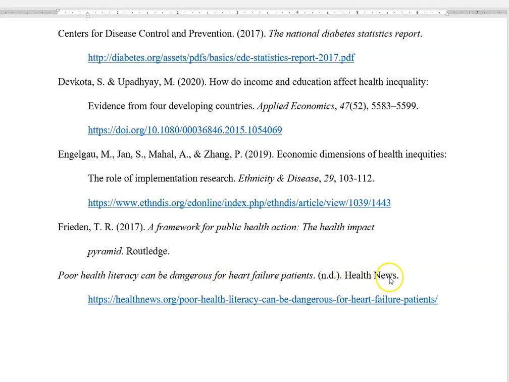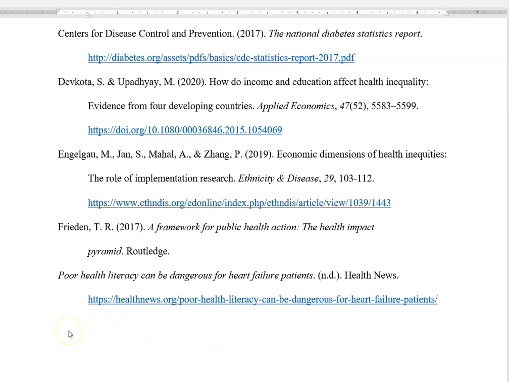So it's Health News. It's going to be in title case. This is in sentence case. This is in title case. And then you're going to give the URL for this page. So hopefully this helps give you an idea of what some different entries look like.